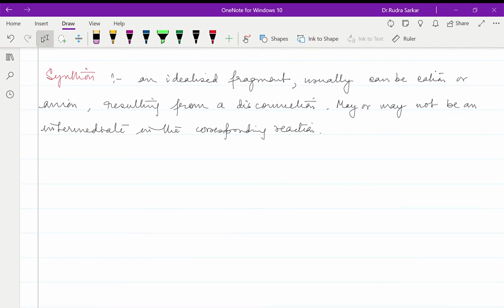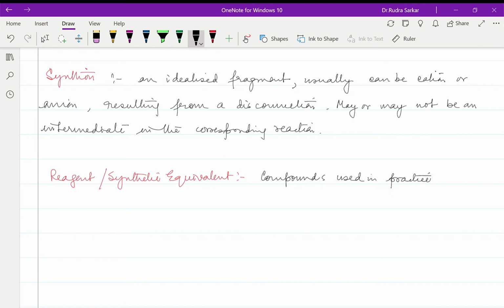Okay. So what is our reagent then? The reagent or synthetic equivalent is basically the compound used in practice for a synthon. Thus, say MeI is the reagent for the synthon Me plus.